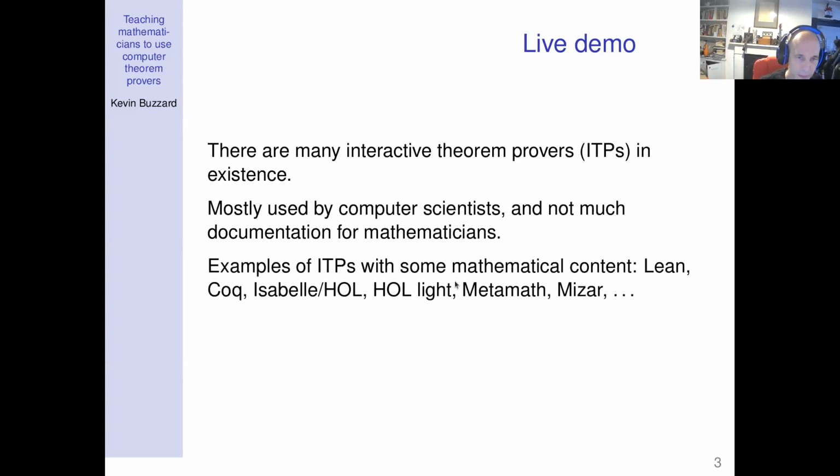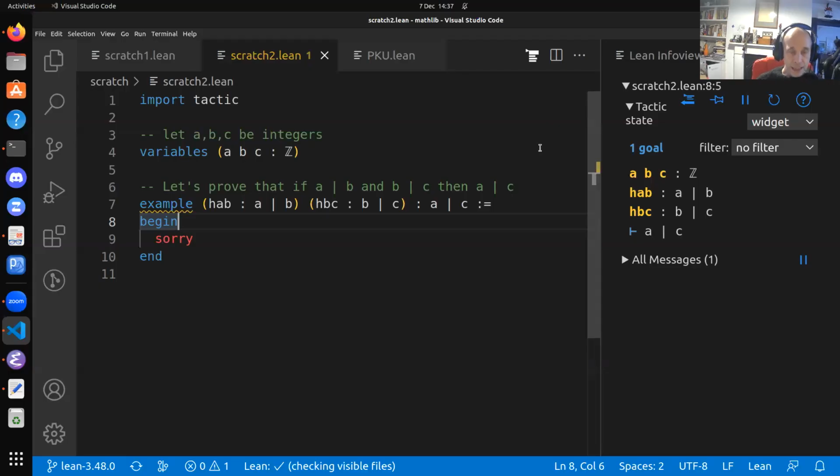Here are some examples of interactive theorem provers that have some mathematics in: Lean, Coq, Isabelle, HOL Light, Metamath, and Mizar. You're aware that there are computer algebra systems like Wolfram Alpha, Sage, Mathematica, R or Python, but these are different, slightly more exotic things. The best way to understand what an interactive theorem prover is, is to see one in action. So let me give you a brief demo of Lean.